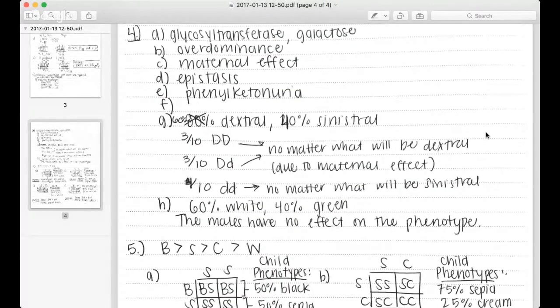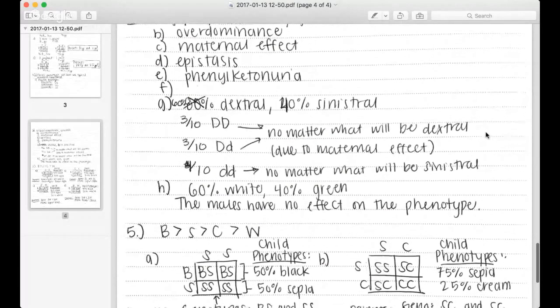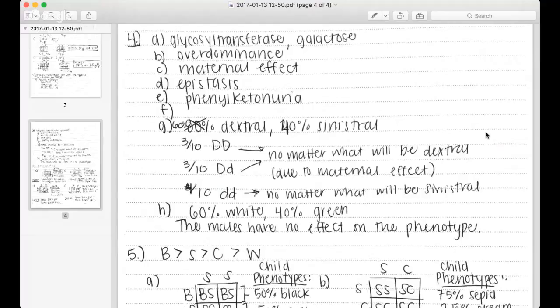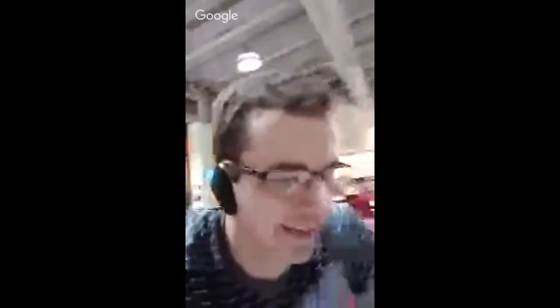So then for E we have phenylketonuria, the disease in humans that can be alleviated by modifying a person's diet. What did you put for F? Phenylketonuria. That's E. Yeah, because we're still going to be modifying a person's diet. And that was just in the slides.